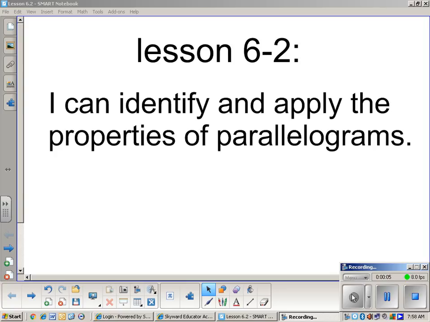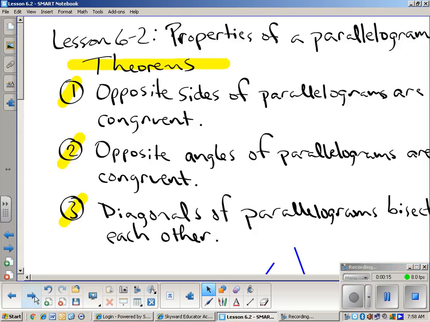About parallelograms. There's three theorems that give us information about properties of parallelograms we want to talk about, and I don't have all these typed here, just handwritten. So I'll read through them with you, and then I'll give you time to copy them down.